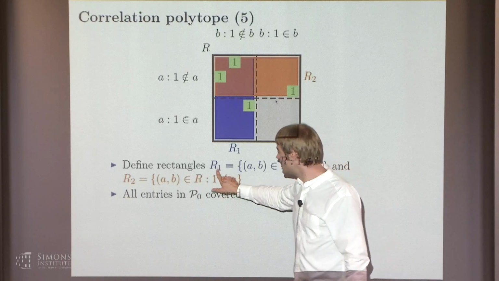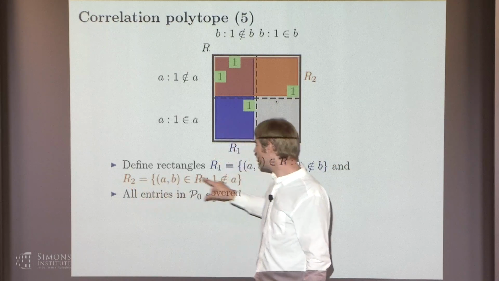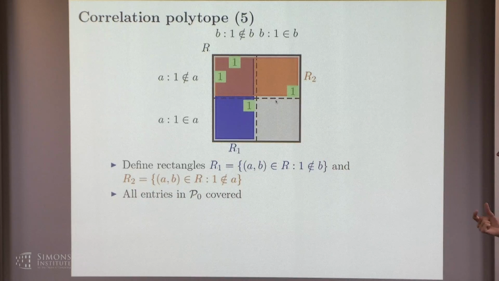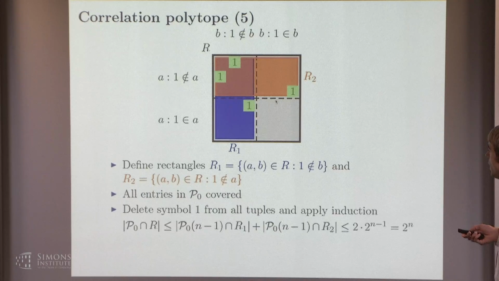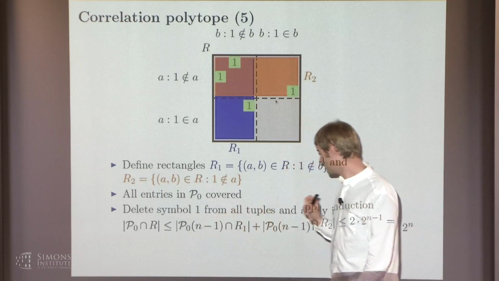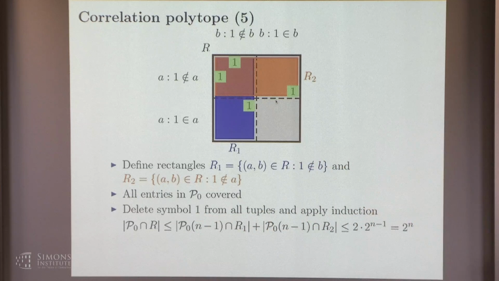Each of these is a rectangle that does not contain a pair AB sharing precisely 1 symbol. Sorry, no, now we're doing the following. We delete the symbol 1 from all the tuples. And then we want to apply induction because now we have one symbol fewer.